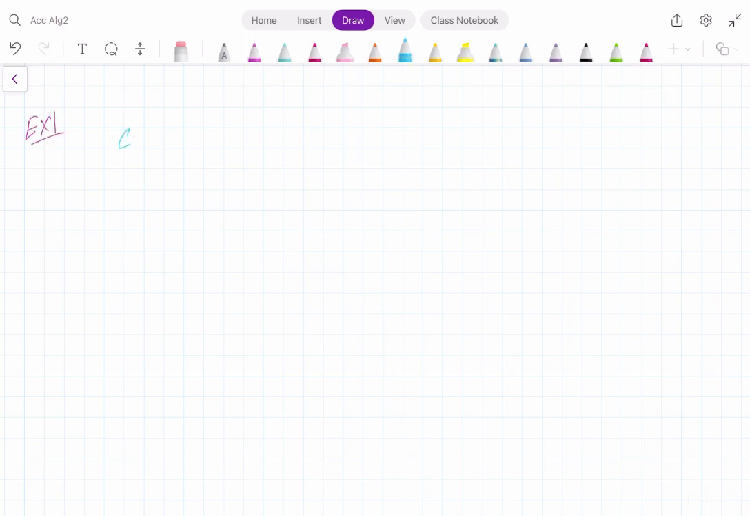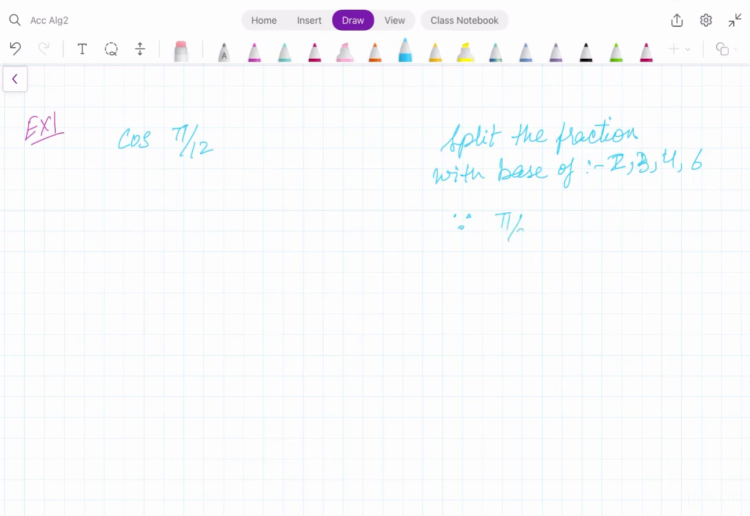So in the first example, we have cos of pi 12ths. Now on the unit circle, we can figure out pi 12ths, but we don't commonly use pi 12ths. So the idea is if I can split the fraction with the bases that are there on the unit circle. So what are the bases on the unit circle? We have pi half, pi thirds, pi fourths, pi sixth. So 2, 3, 4, and 6. So if I make the denominator of pi 12 in terms of 2, 3, 4, 6, then I can write the cos function as sum or difference.